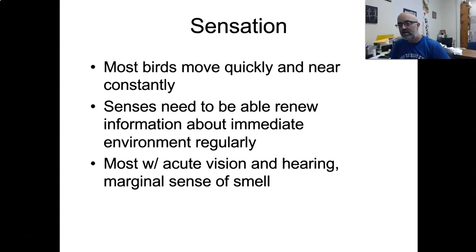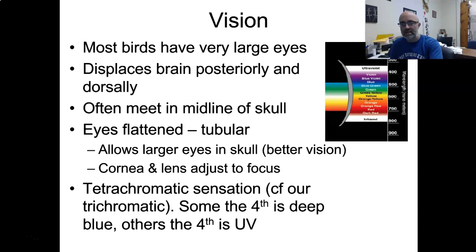Birds often have very good vision. Many birds cannot see very well in low light conditions, but then there are some that can see very well. Hearing, very acute hearing, but only birds that are ground nesters or particularly carrion eaters like turkey vultures or black vultures have really almost any sense of smell at all. Very poor olfactory senses. Vision, very strange setup.